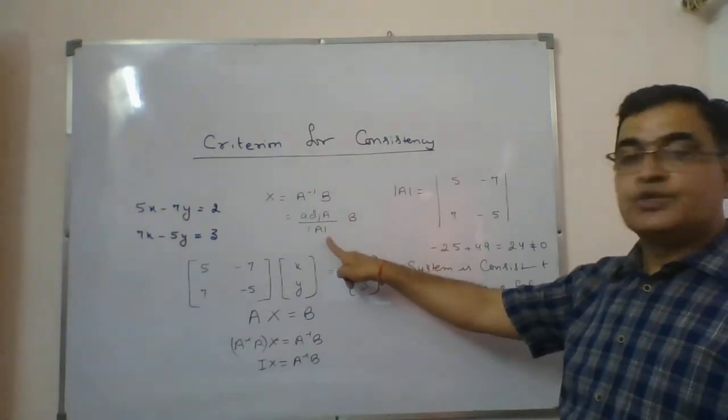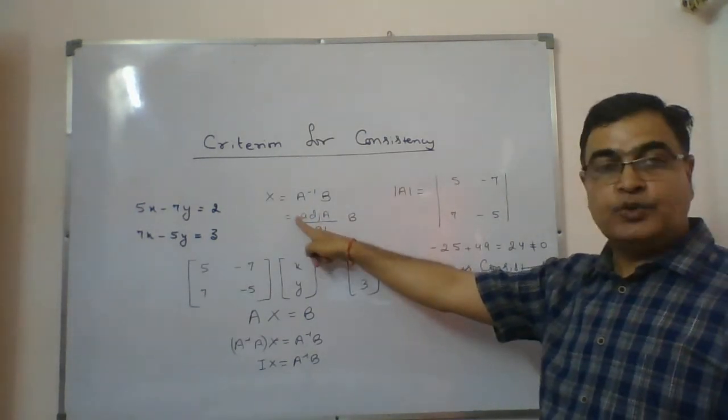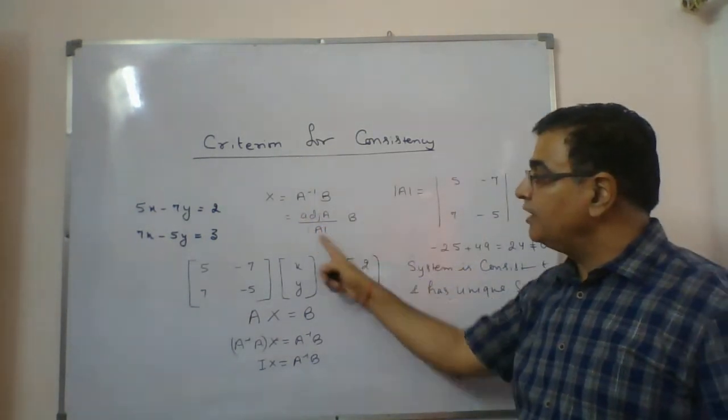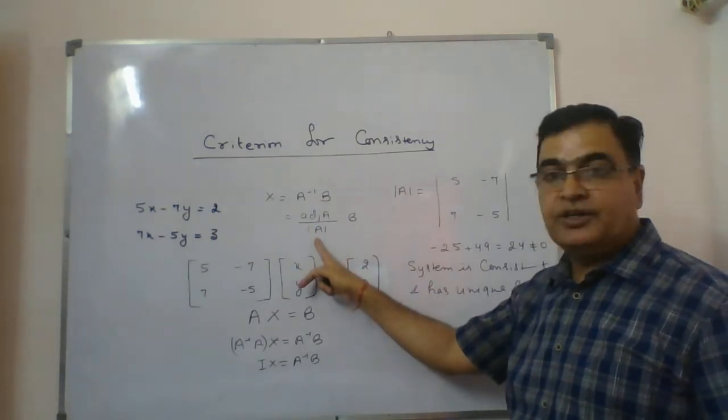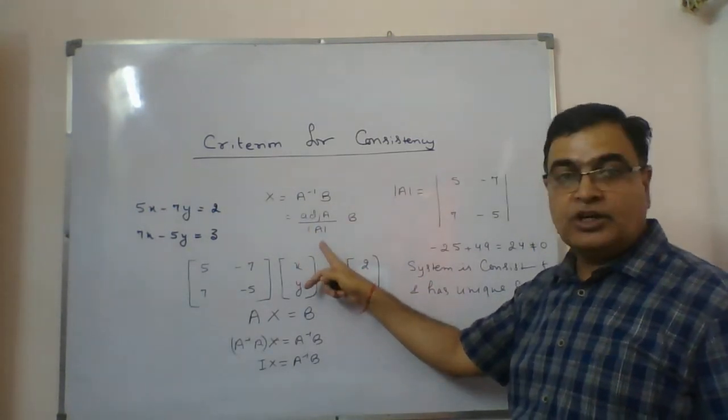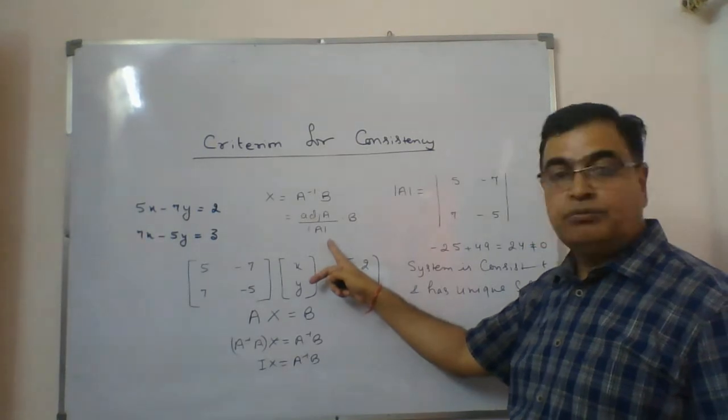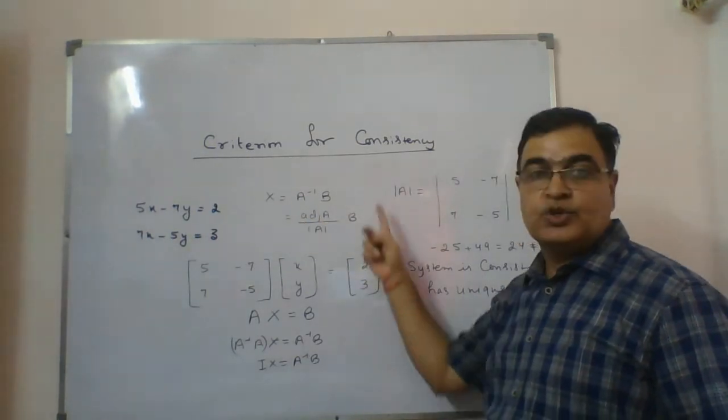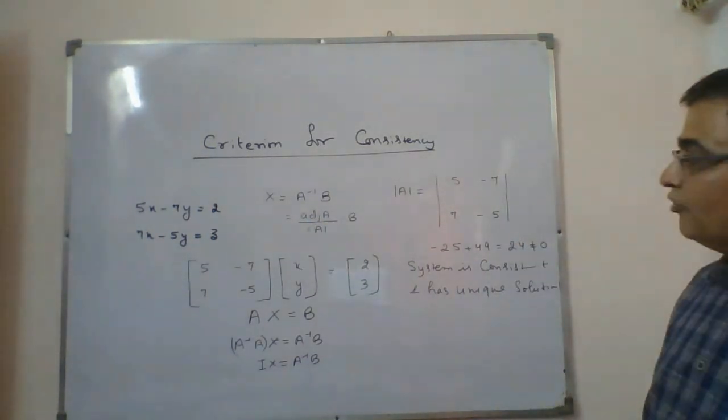And this value is known. Adjoint you can calculate. Every term comes out to be finite because the denominator is not 0. And as it is not coming 0, that means we will say the unique solution will be there, and X and Y we can calculate easily.